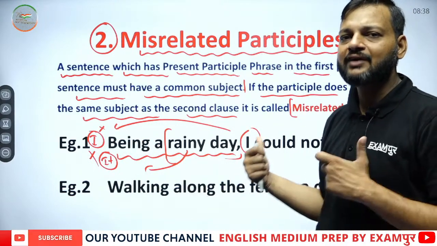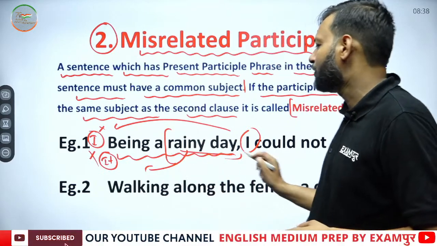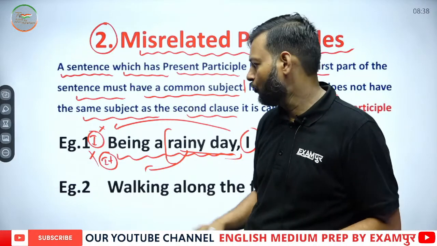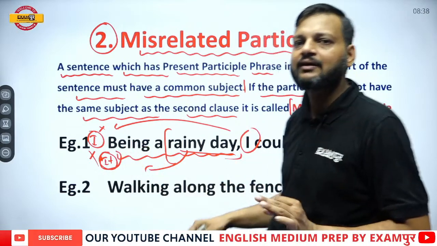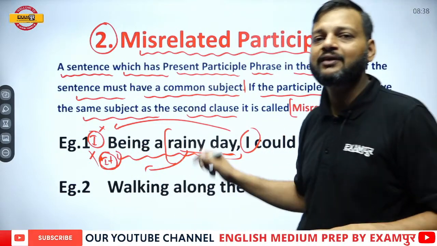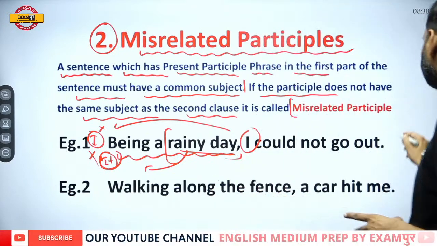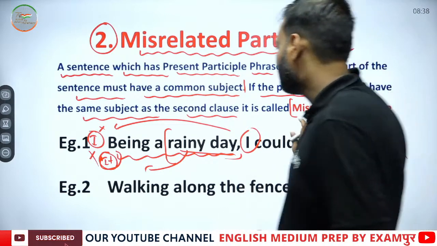The subject of the main clause is I, whereas in the participle phrase we are talking about a rainy day, and the subject for a rainy day must be "it". So here the subject of the participle phrase is it and the subject of the main clause is I. So this sentence does not have a common subject. It means this sentence is wrong.